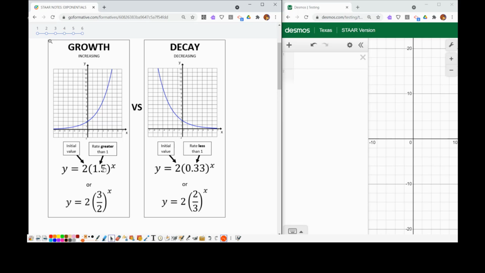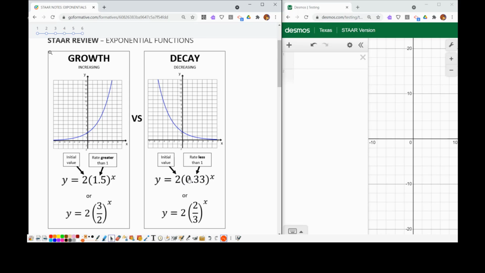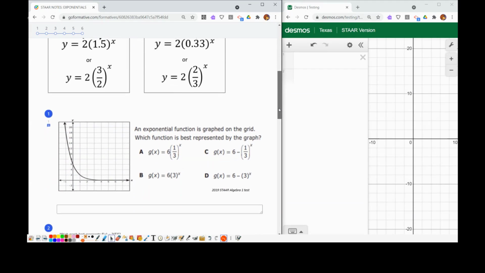The number inside is your rate. And if that rate is bigger than 1, the graph is increasing. And if that number inside the parentheses is less than 1, then it is decreasing. With that in mind, let's go ahead and look at some actual STAAR questions from previous years.